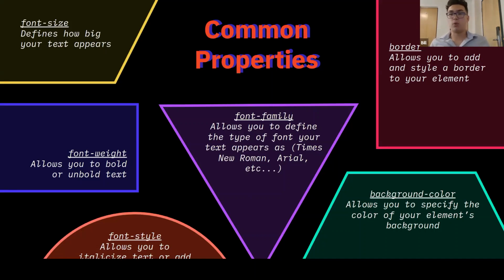Border allows you to put a border around any element, so just basically an outline. And background color, also pretty self-explanatory, just allows you to specify what color the background of that element should be.